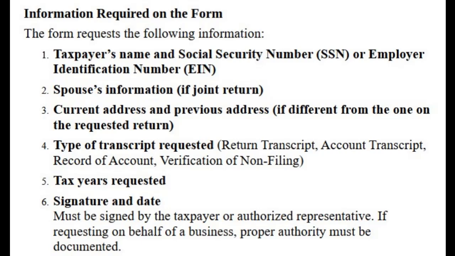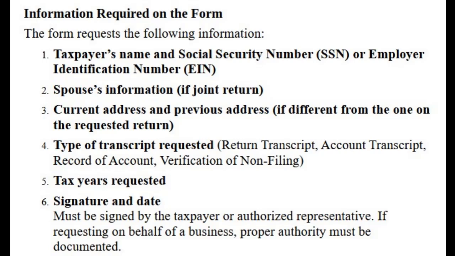Information required on the form. The form requests the following information. 1. Taxpayer's name and Social Security number, SSN, or Employer Identification Number, EIN. 2. Spouse's information, if joint return. 3. Current address and previous address, if different from the one on the requested return. 4. Type of transcript requested: return transcript, account transcript, record of account, verification of non-filing.